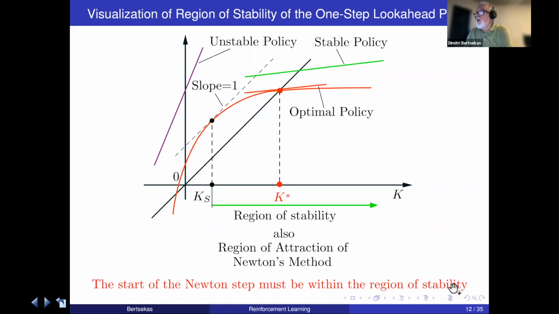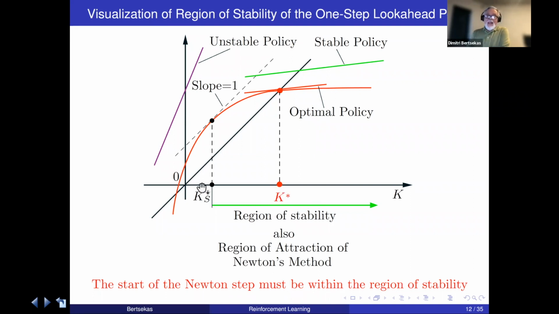But then how do we know what is the region of stability? Well, we don't really know it, except to observe that, and in fact it holds in general, that if you start with K tilde to the right of K star, then you tend to be in the region of stability. But what happens if you don't know K star? So how would you know how to pick K tilde to the right of that? And what if you pick it to the left?